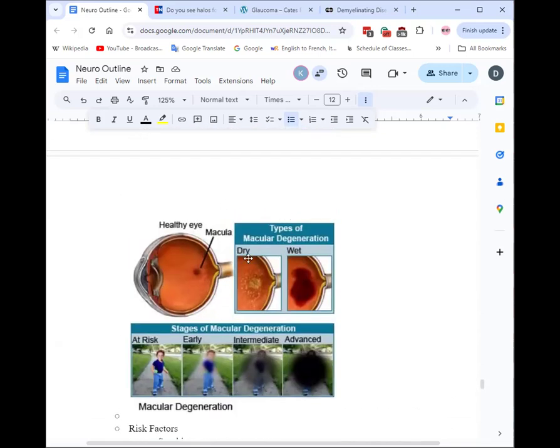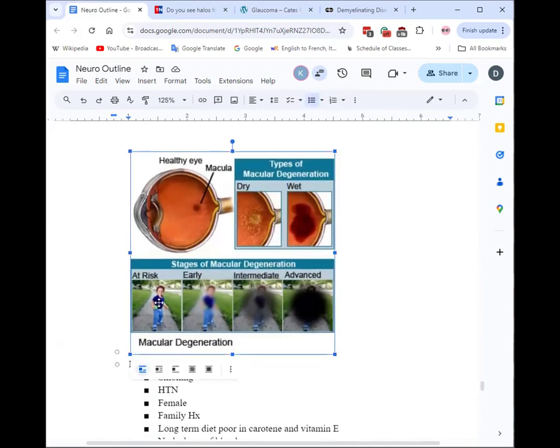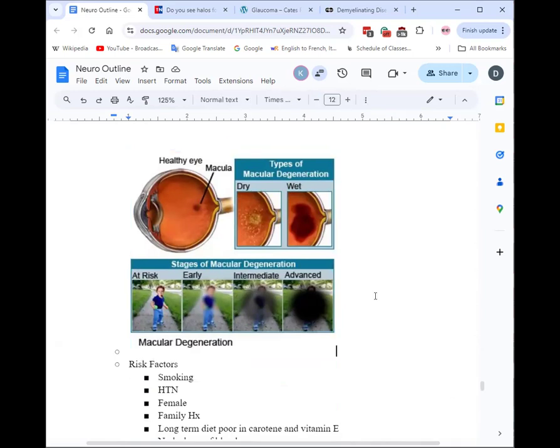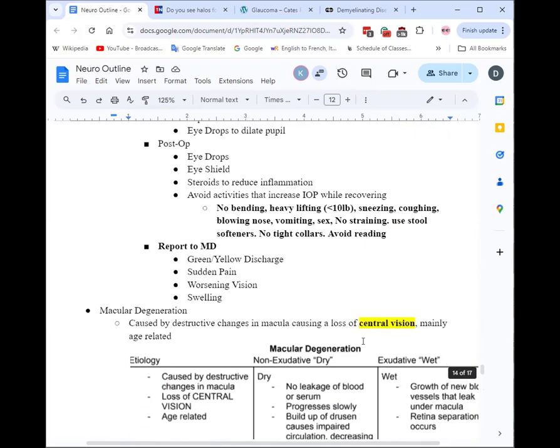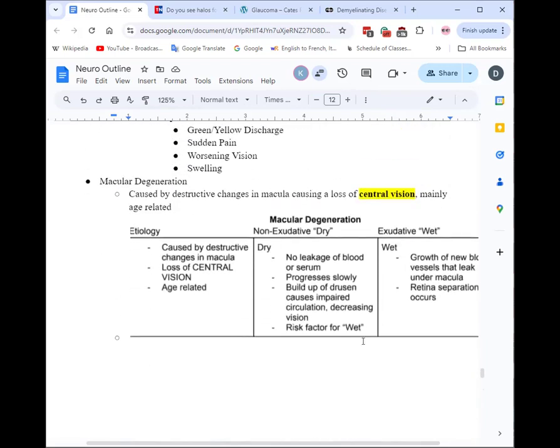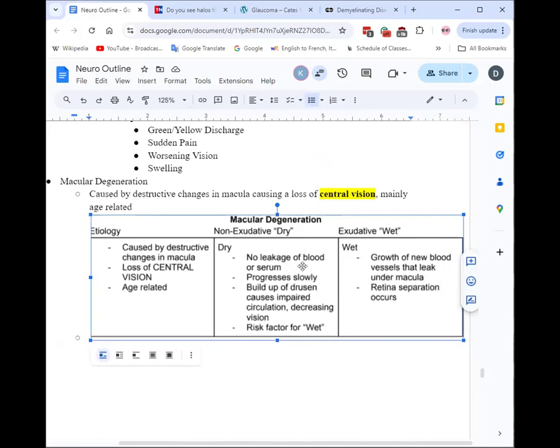Here's a picture that I think was in your PowerPoint. You can kind of see the progression of the condition. It's like you have a hole in the center. Did she tell you guys anything about the dry versus wet degeneration? Our class was told we didn't need to know it, but in case you do, this chart differentiates them. All right, perfect. Our class didn't need to know it either, so that's good.